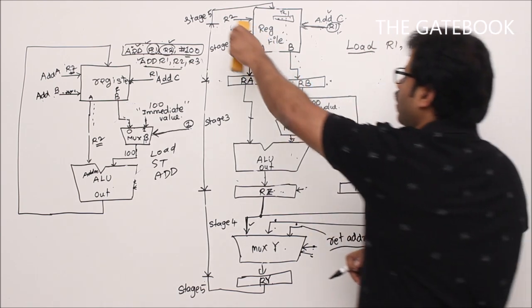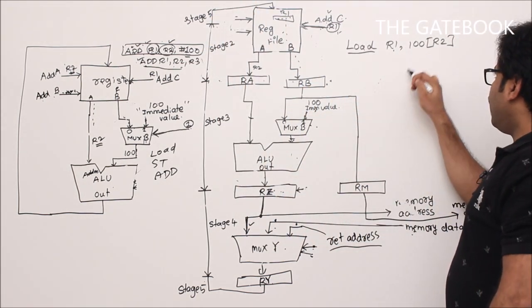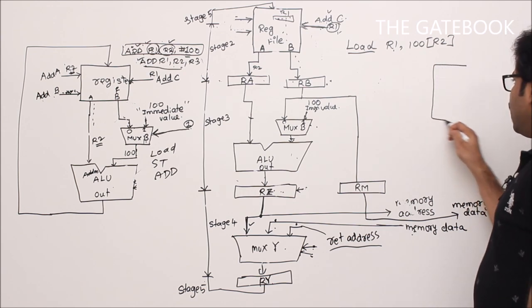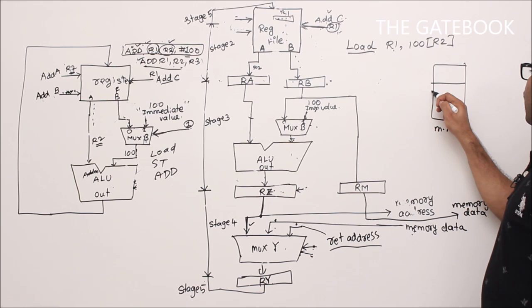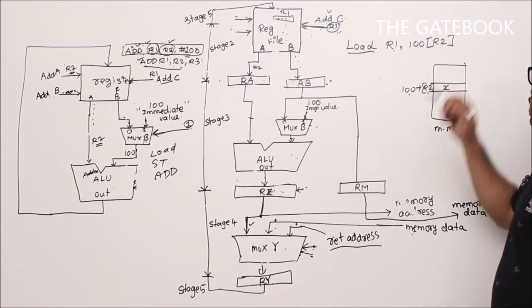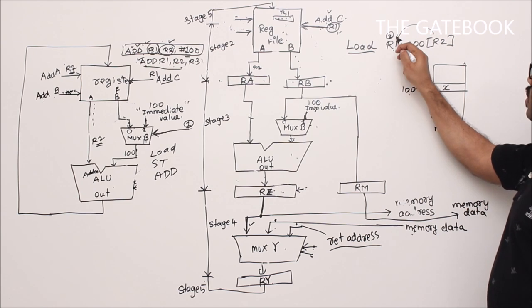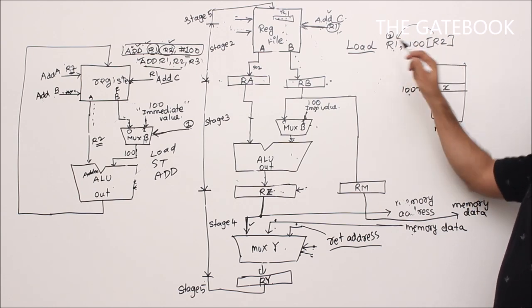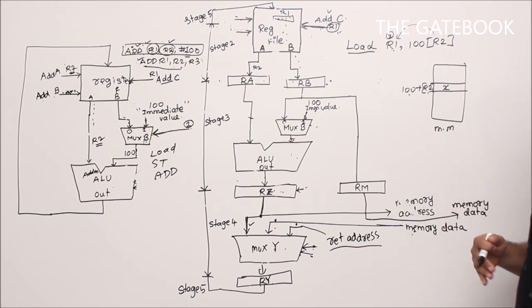For that, what I do is, I will tell you. Finally, the destination is R1. The content at 100 plus R2, there is a main memory. In that main memory, let's say this is the 100 plus R2 memory location. There is a data called X. That X should come to R1. We have to pass that X into R1. That is the meaning of this instruction. How this instruction will be executed, we will see.